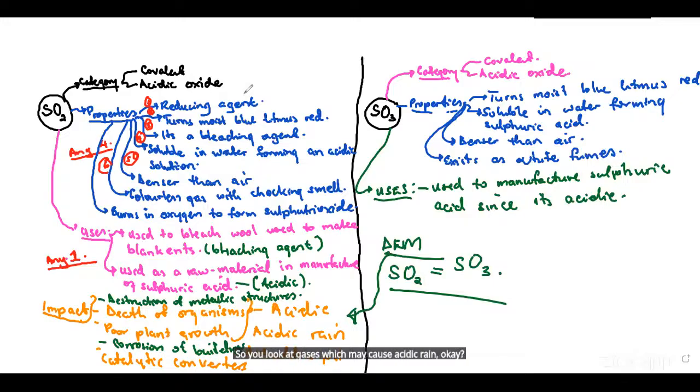Actually, these four impacts I've stated here: destruction of metallic structures, death of organisms, poor plant growth, corrosion of buildings, are dangers of sulfur dioxide. They are dangers of sulfur trioxide. They are equally dangers of chlorine gas. If you see chlorine gas in item 2, the same dangers should be brought.